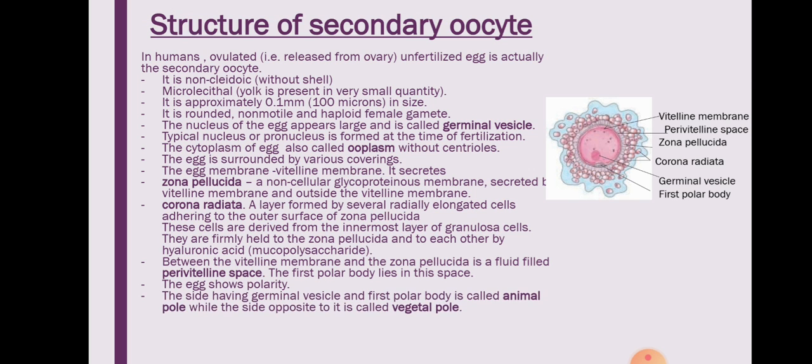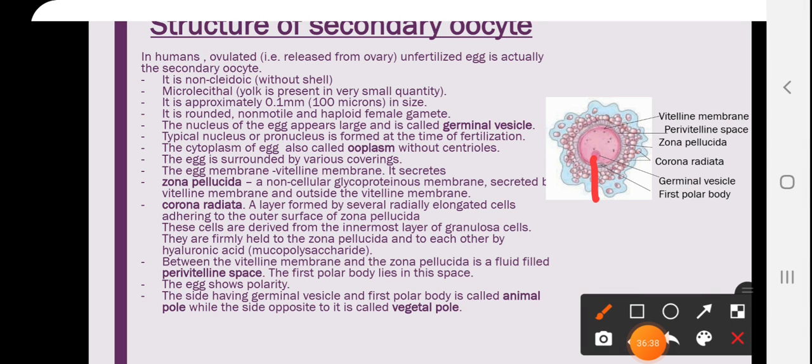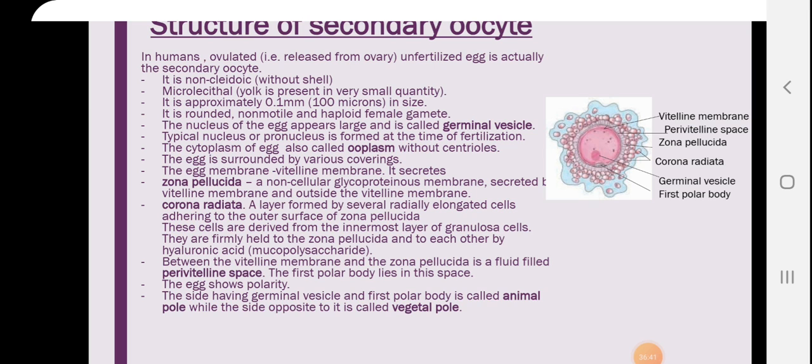The egg shows polarity. The side having the germinal vesicle and first polar body is called the animal pole. This is the animal pole and opposite to it is the vegetal pole. So this is the structure of the secondary oocyte. Here we complete the gametogenesis of human males and females.